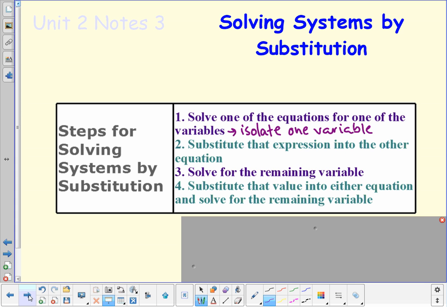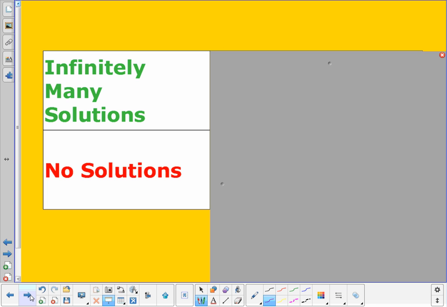Before we do some examples together, there's a couple of things that I want to talk about. We have other possibilities than just getting one solution. Most of our equations have had one solution, where we've come down to that point (x, y), and that's considered one solution because it's one point on the line. We also have the possibility of having infinitely many solutions and no solutions.